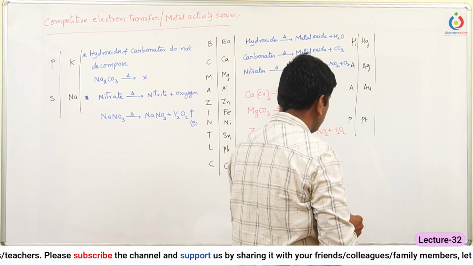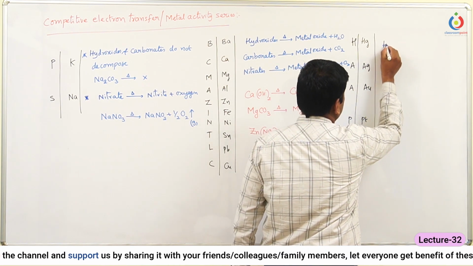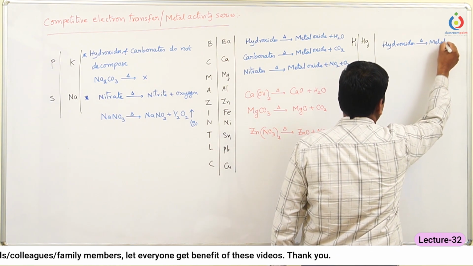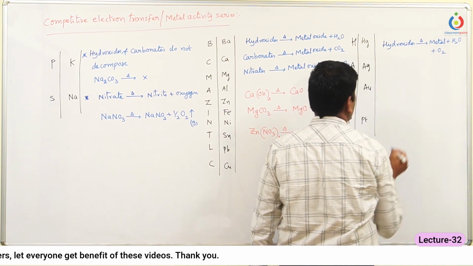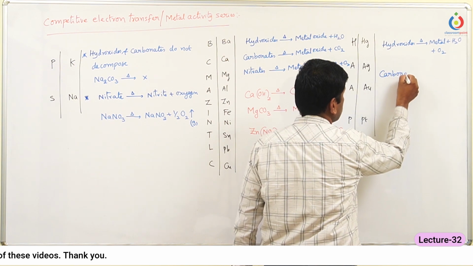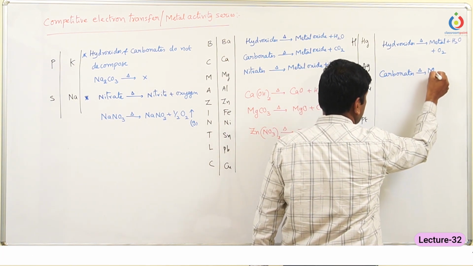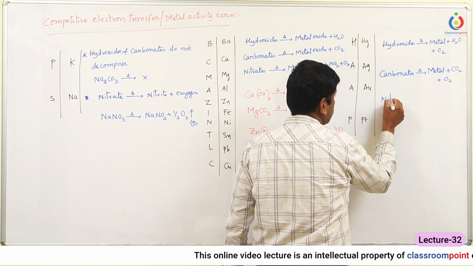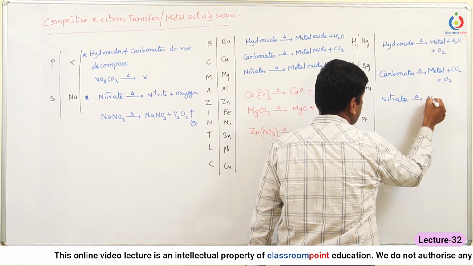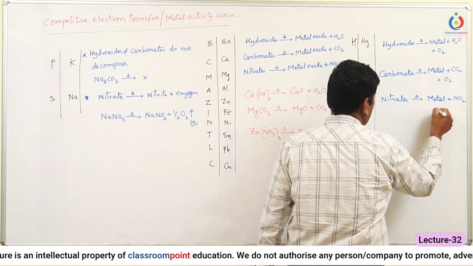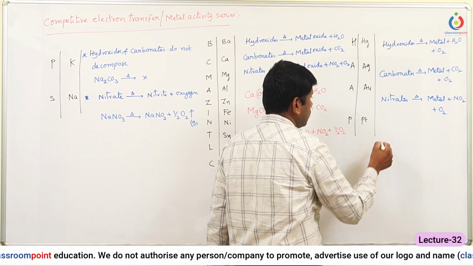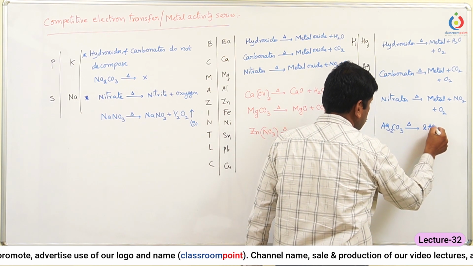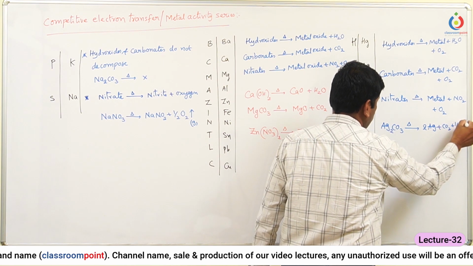Now let us see the last part of this, that is the metal hydroxides. On heating they give metal plus H2O plus O2 oxygen, whereas carbonates on heating give metal plus CO2 plus O2. Nitrates on heating give metal plus nitrogen dioxide plus oxygen. Let us take an example, silver carbonate, Ag2CO3. When silver carbonate is heated, it gives silver plus carbon dioxide plus half mole of the oxygen.